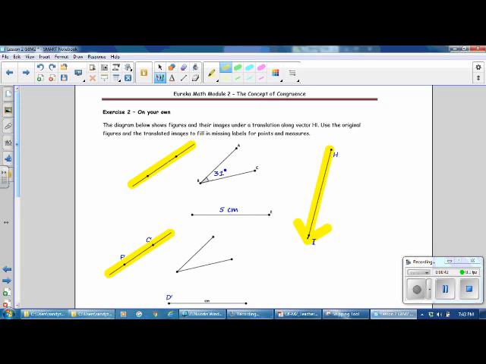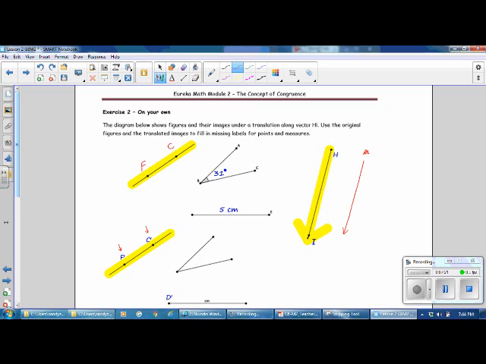Then you think, how do you know which one was the first image and which one is the translated image? The image will have the plain letters F and C, and the translated image will have the labels F prime and C prime. So this point F translates to F prime, and the other point on the segment is C prime, and so then the original figure would have been C. And again, the direction of the vector shows us from the starting point to the end point, so it would make sense that your figure would start up here and move down here.